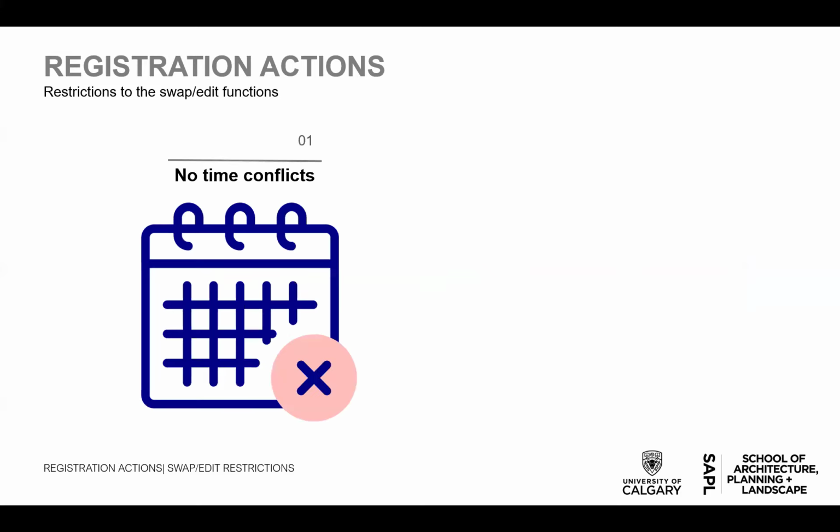When you try to swap or edit a course, it can only happen successfully if you meet two conditions. There are no time conflicts. If the course or course component you want to switch into overlaps even a minute with another course, you will not be able to make the switch successfully.